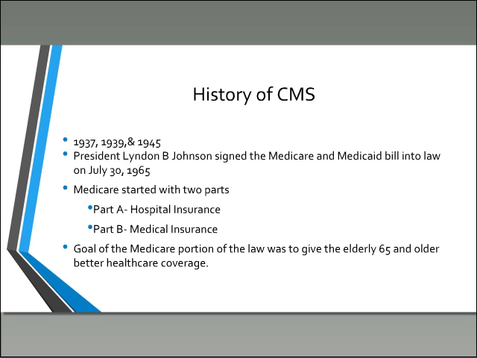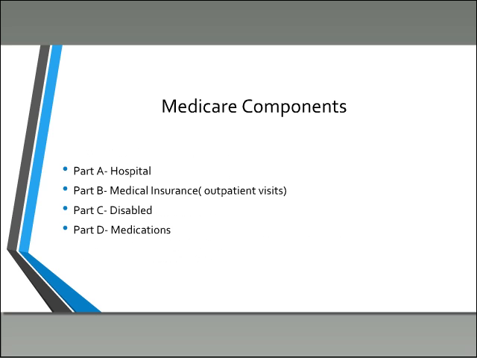The goal of the Medicare portion of the law was to give the elderly, 65 and older, better health care coverage. Medicare components now consist of Part A, hospital, Part B, medical insurance, which is outpatient visits, Part C for the disabled, and Part D for medications or prescriptions.